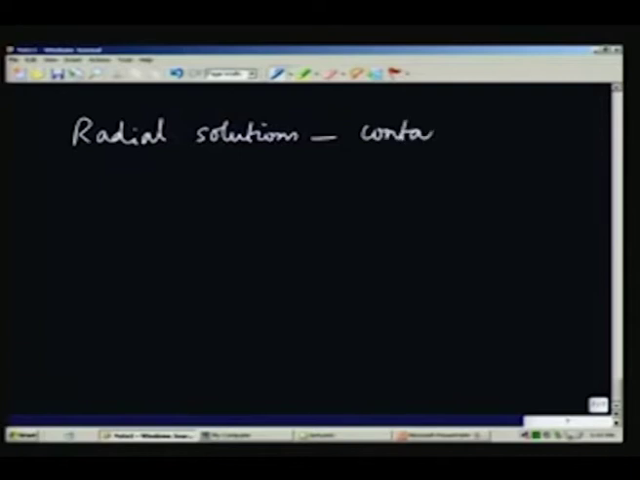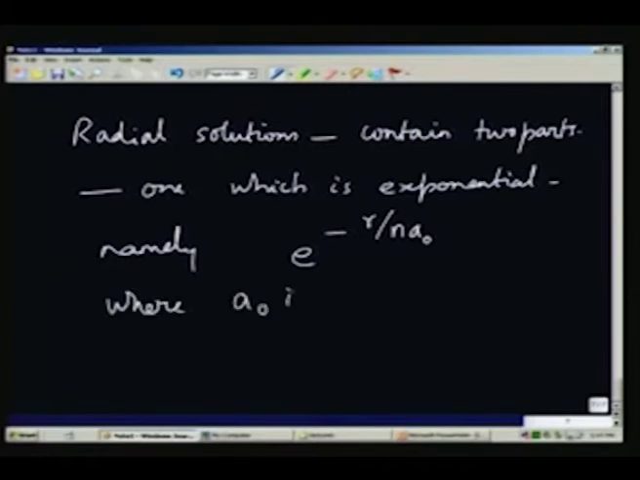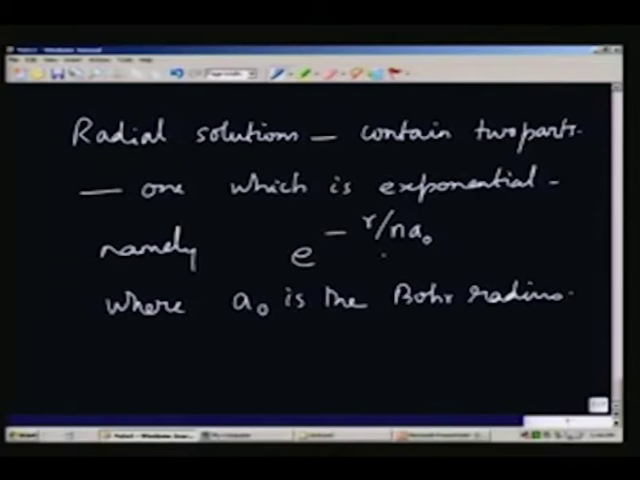They contain two parts, one of which is exponential, namely e to the minus r by n a naught, where a naught is the Bohr radius. You can look for the expression for the Bohr radius a naught in terms of the constants that we have given, namely the h bar, the mass of the electron, the charge and things like that. So this whole thing comes out from the constants in the Hamiltonian.